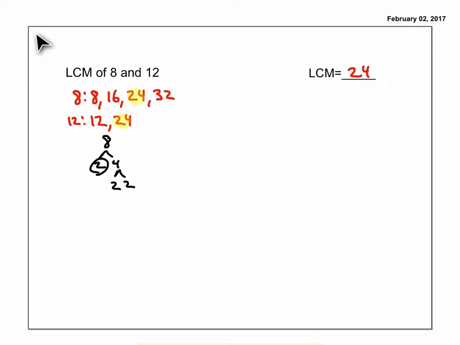And now, on to 12. Break down 12. 12 is 3 and 4. 3 is prime. 4 is composite. Break it down. 2 times 2. And now what we need to do is, since we have all prime factors, just like before, let's highlight the ones they have in common. Well, we have a 2 and a 2 and another 2 and another 2.